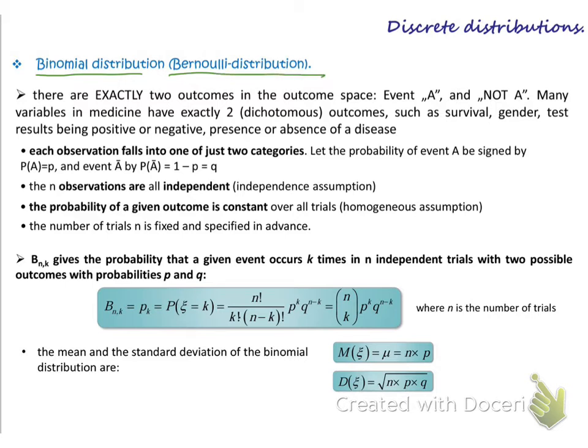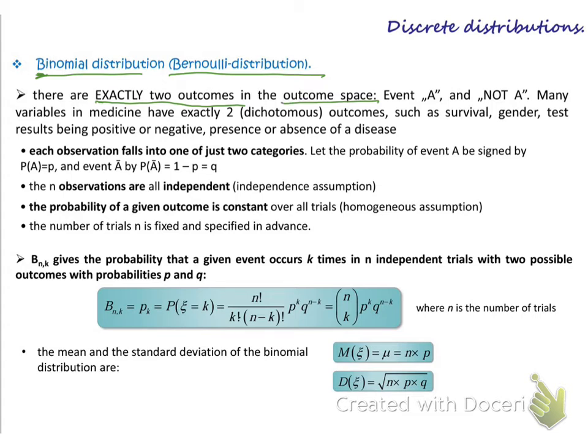Okay, so binomial distribution, from its name, bi means 2. So it has an event which has 2 options only. Either yes or no, A or not A, absent or not absent, gender, male or female, test positive or negative. So there are exactly 2 outcomes in the outcome space. I have only 2 outcomes, either positive or negative.